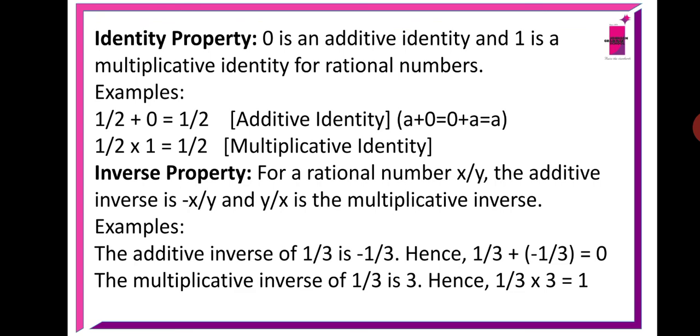Inverse property. For a rational number x by y, the additive inverse is minus x by y and y by x is the multiplicative inverse. Examples are given here.